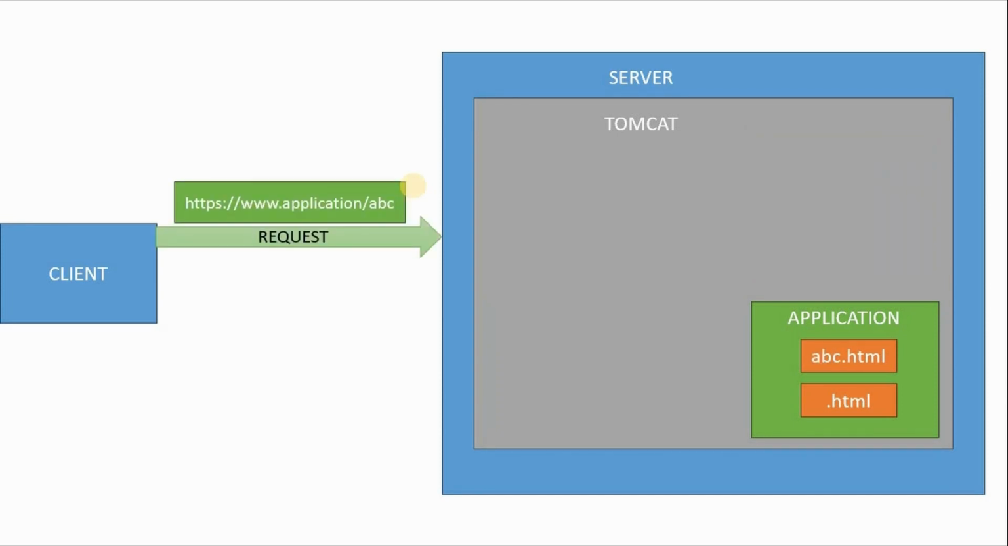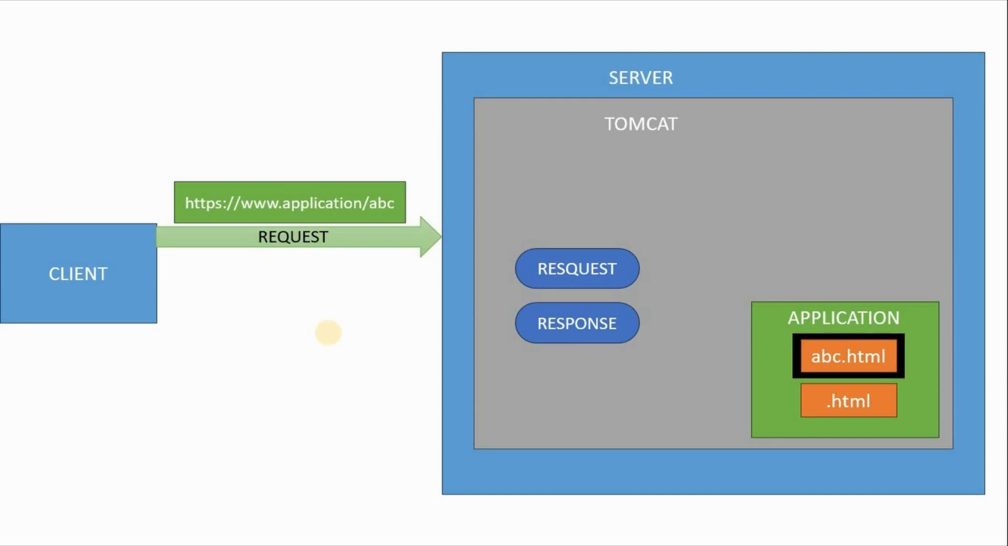So when a client makes a request to a particular file, in this example, suppose there is a file called abc.html in the application, the client makes a request to that file. The Tomcat takes the request, analyzes the request, and decides whether it is a static request or dynamic request. In this case, it is a static request. After that, the Tomcat generates two objects: request object and response object.